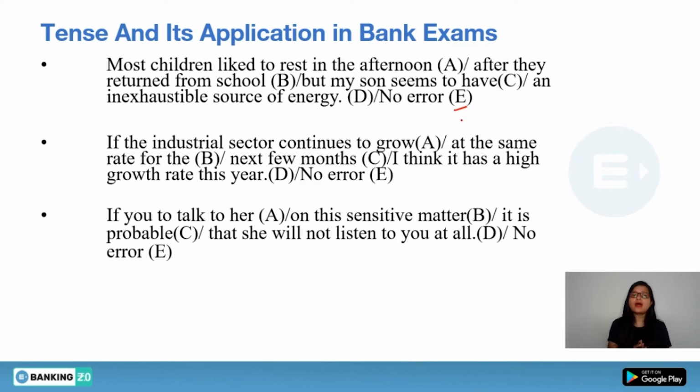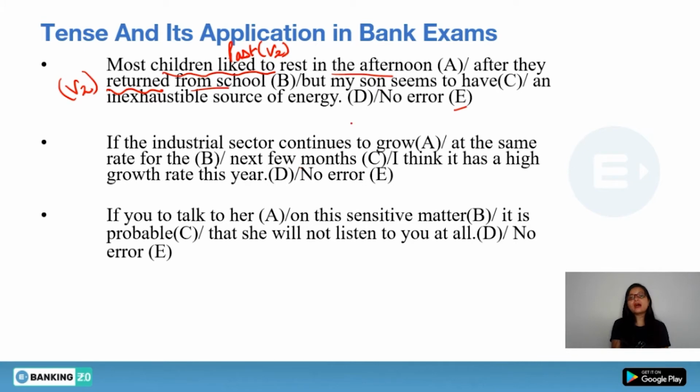If you have read this sentence properly, you will find that there is a context of past, or some action happening or happened in the past. In the first part, most children like to rest in the afternoon after they return from school. This is the first part of your sentence, which is talking about something that happened in the past. Children liked is past, V2, the second form of the verb. And after they return, they means children, again this is past, V2, the second form of the verb.